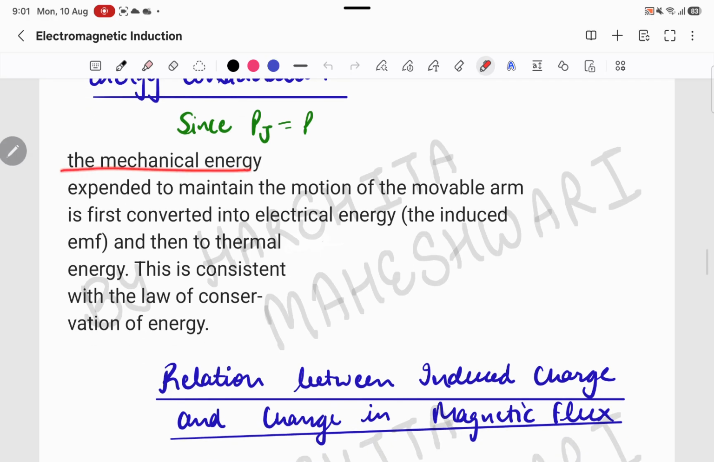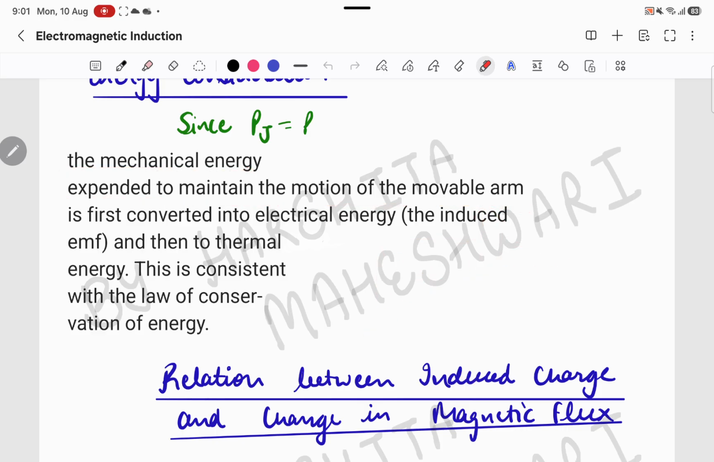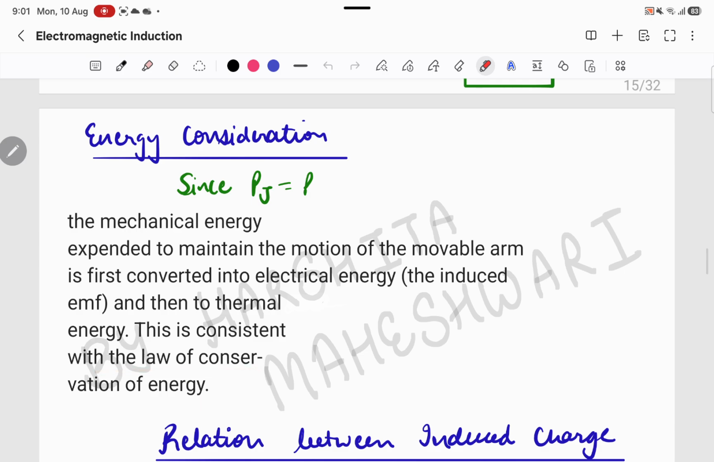Next we have the energy consideration. The mechanical energy expended to maintain the motion of the movable arm, as the arm moves from here to here, is first converted into electrical energy, which induces the EMF, and then it is converted into thermal energy. This is consistent with the law of conservation of energy. So here we are describing how the energy consideration is taken into the picture, okay?